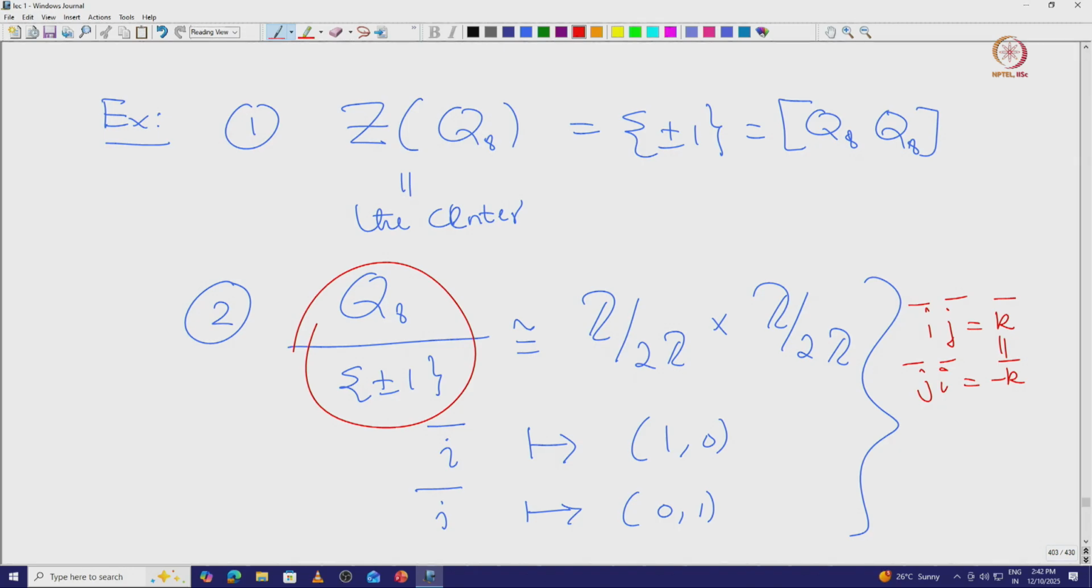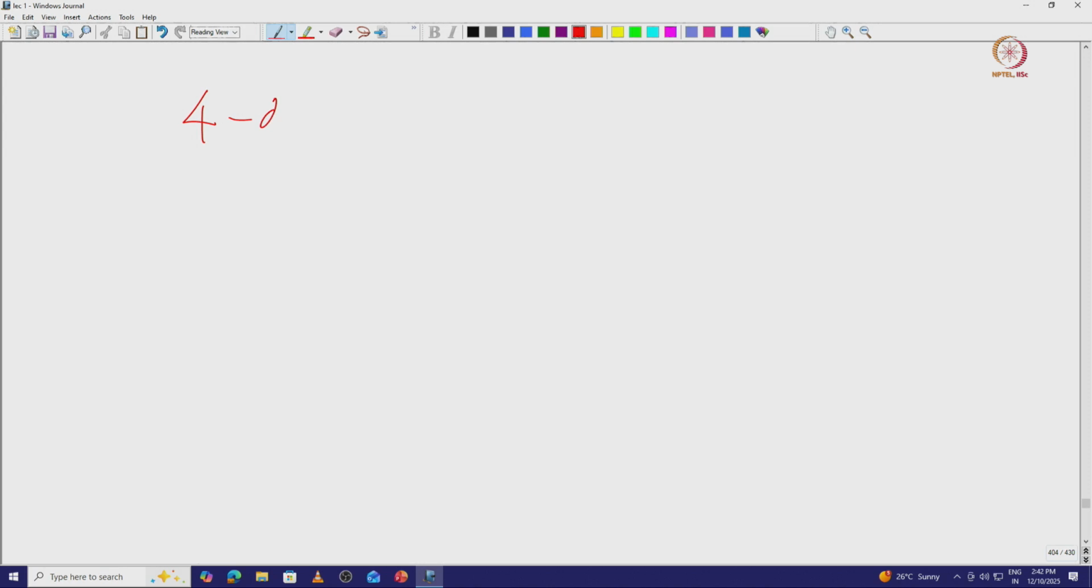Okay, so now we have this quotient which is of order 4. That is going to give us 4 degree 1 representations of Q8. Now let us write down all possible conjugacy classes. Again I will leave it as an exercise. So, the conjugacy classes are as follows.